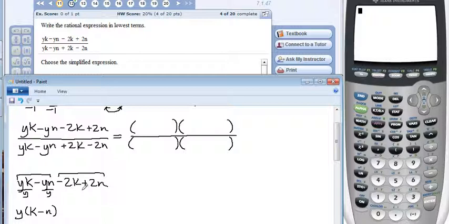And here I'm going to pull out a -2 because I want this front piece, this k, to be positive because that one's positive. So if I take out a -2, let's see what happens. -2, -2. This becomes a 1. Okay, so we pulled the -2 out of there, so that becomes a positive k.